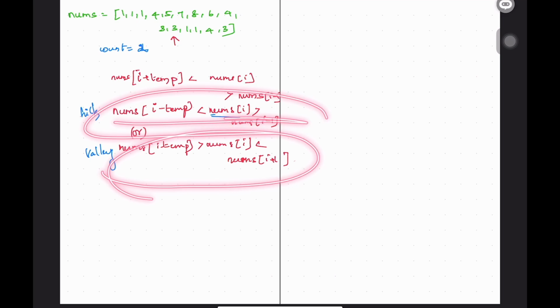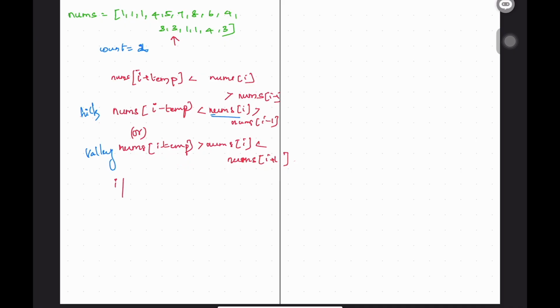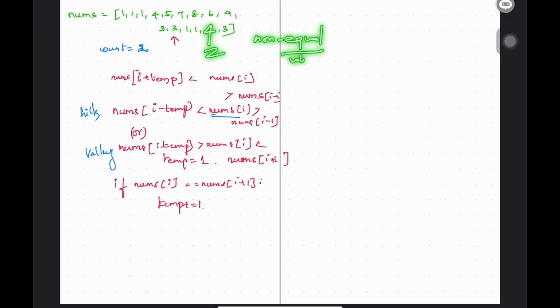To count nums as a valley, how will you count temp? At any index, if nums of I equals nums of I plus 1, from this particular position I'll keep on checking I plus 1 is equal, I plus 1 is equal. Here I plus 1 won't be equal. So what will our temp be? Temp will be 3 to 1. So to the max, there will be possibility of only one non-equal value.